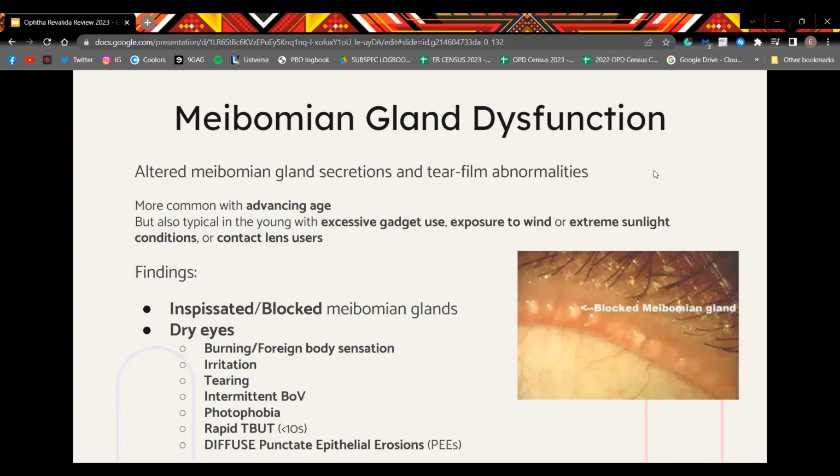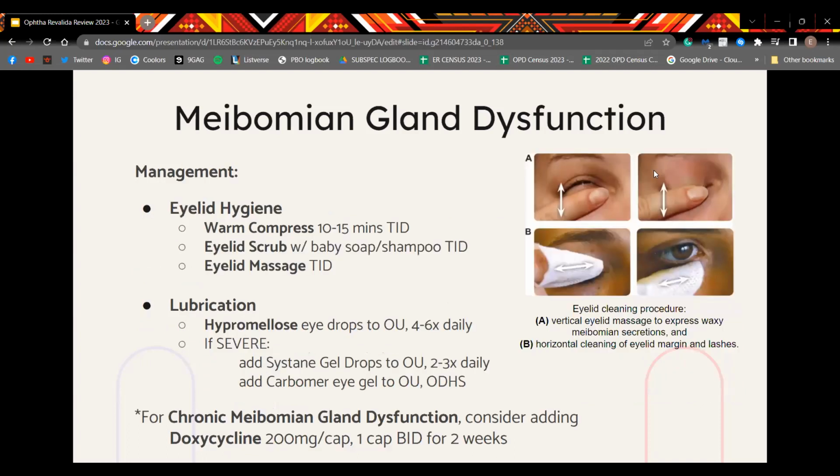So, mapapansin nyo, medyo similar lang to dun sa posterior blepharitis. And in a sense, it lies on the same disease spectrum, kumbaga. Ang meibomian gland dysfunction, more of yung tearing, and then posterior blepharitis is more of yung inflammation, but it's basically the same disease. Management, again, eyelid hygiene, lubrication, and oral antibiotic kapag chronic. So, same lang as with posterior blepharitis.